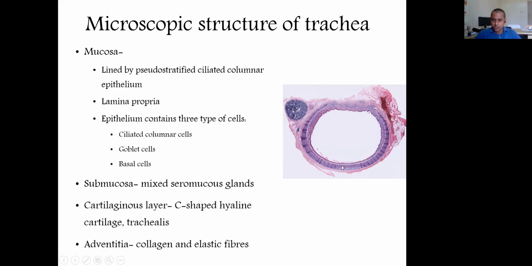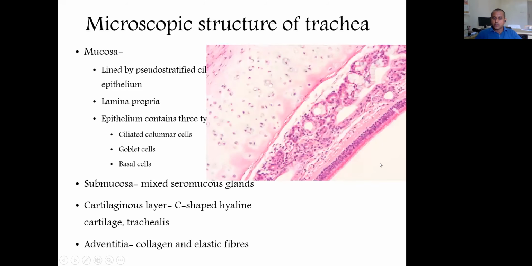You can see it is a very hard structure, and the rest of the structure here you can see is smooth muscle. That's the trachealis muscle. The outermost part is adventitia. Okay, so this is a magnified image. Here you have to identify now the mucosa. So this is the first lining. This is the lumen of the trachea, and this is the lining epithelium.